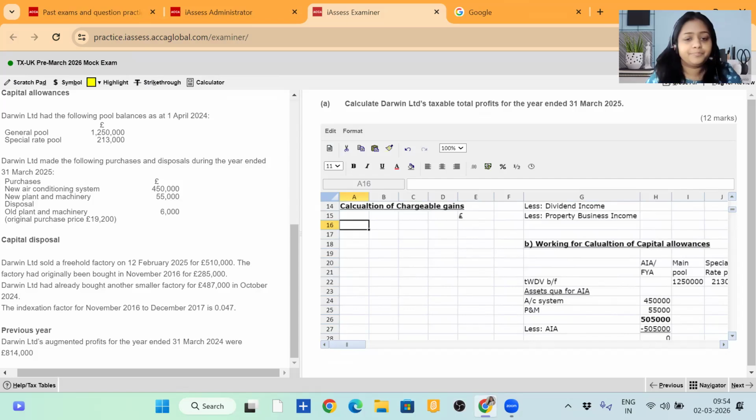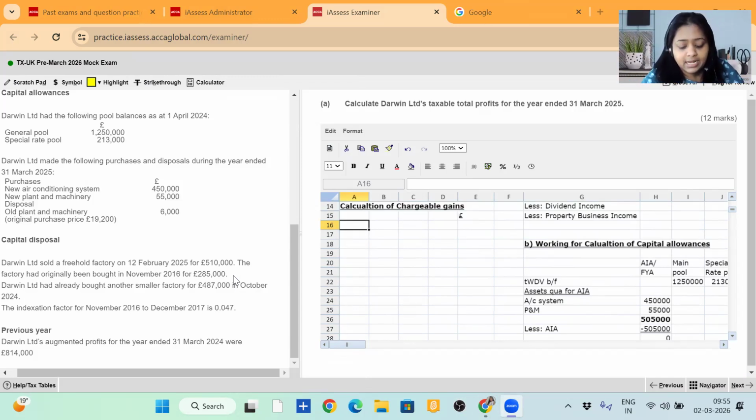Okay, let's do this. So our starting point would be now here. So you can see that there is another factory also bought, and the factory got sold in February 25, another one bought in October 24. So can we have rollover relief applicable? Yes. 1 year before, 4 years after, that period is getting met here. And the indexation factor from 16, the original purchase, to December 17 is also given to you.